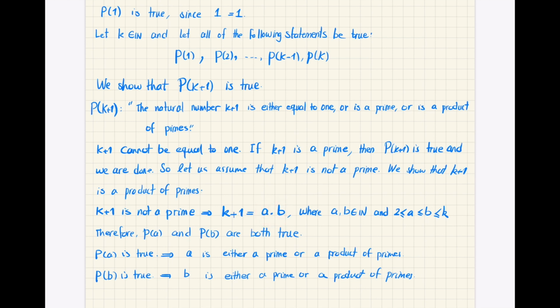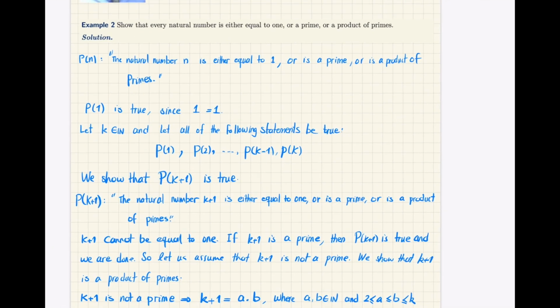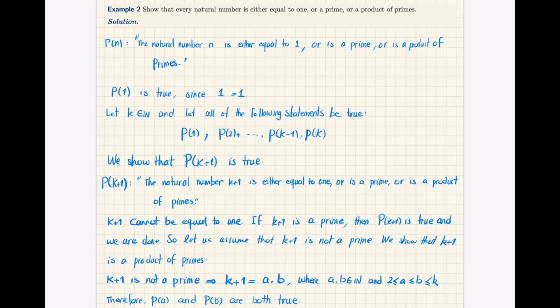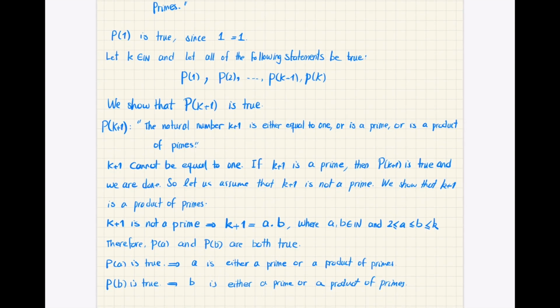Okay, so in all cases, we learn that k plus 1 is a product of primes if k plus 1 is not a prime in the first place. So, hopefully you see that this strong principle of mathematical induction is actually very powerful here, because I was not able to prove this immediately using the principle of mathematical induction, because in the principle of mathematical induction, what I know is that P of k is true, so I know that the statement is true for k, and I want to prove the statement for k plus 1.